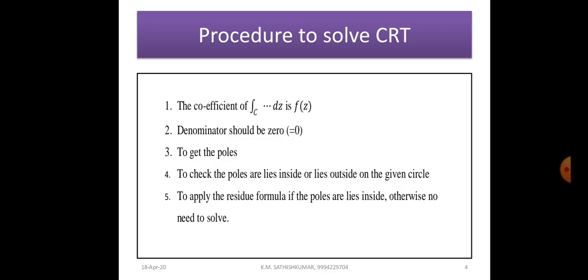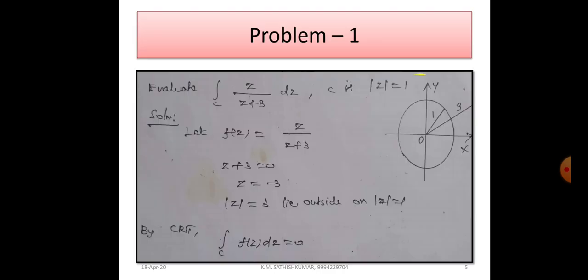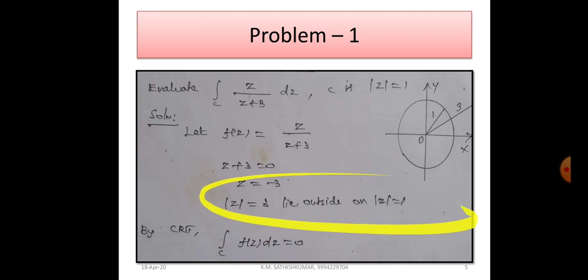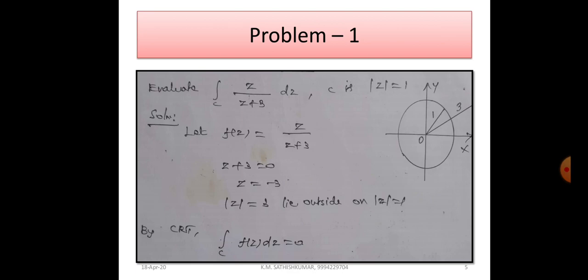Step number 4. Here the circle is mod z is equal to 1. So a diagram is there. Here the circle radius is 1, so 1 is drawn. Here modulus of z is equal to 3. That lies outside the boundary. If the pole lies outside, there is no need to use the residue formula. So integral over c dz f of z is equal to 0 because it lies outside. Lies outside means we simply say 0.